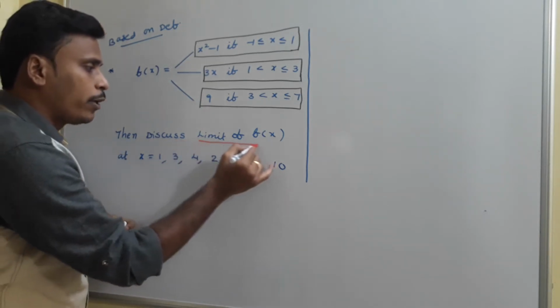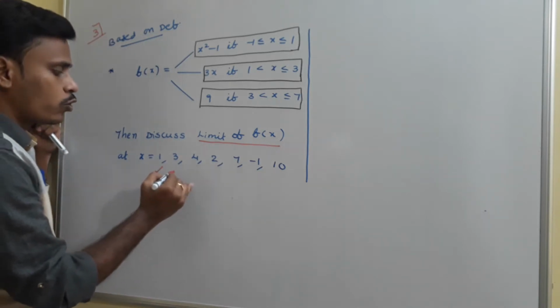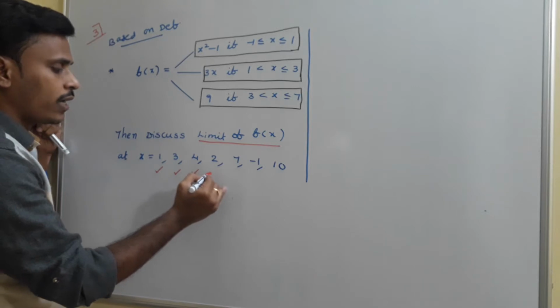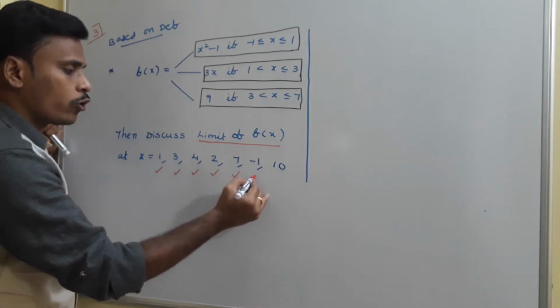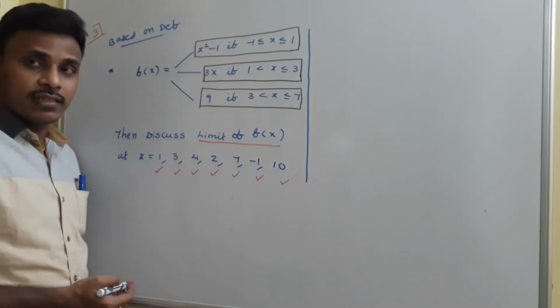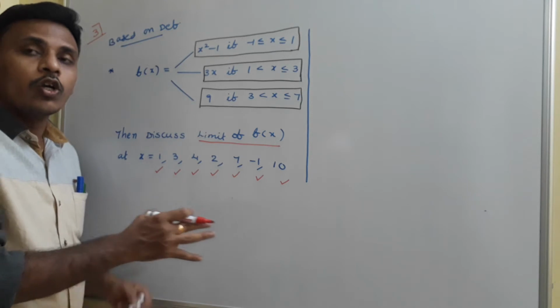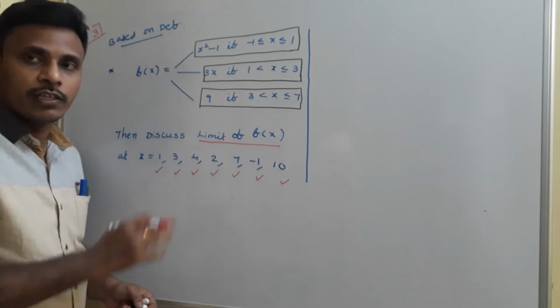We need to find the limit of f of x at different points: at x equals 1, at x equals 3, at x equals 4, at x equals 2, at x equals 7, at x equals minus 1, at x equals 10. That means there are many problems involved with this problem. To analyze, I mentioned everything here.